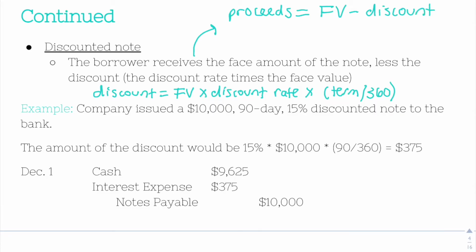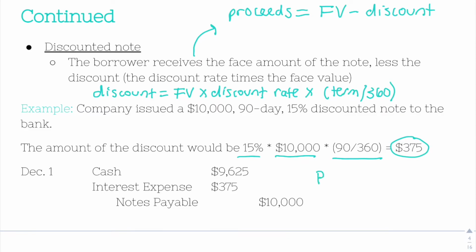So if we look at this example, it says the company issued a $10,000 90-day 15% discounted note to the bank. So the first thing you're going to do is calculate the discount, and the discount is the face value of $10,000 times the discount rate of 15% times term 90 days divided by 360 is $375.